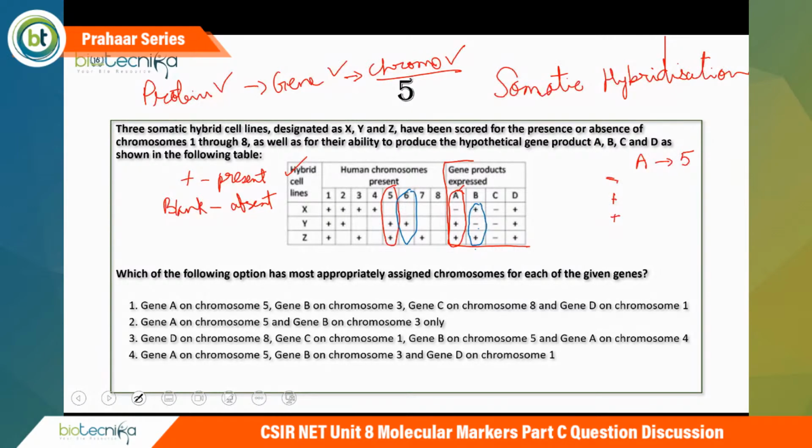Sorry, I have done it wrong. Yes, I'm sorry. So what is it showing? Plus minus plus. Okay, so which is present in X, absent in Y, and present in Z. So it will be chromosome number 3. Present in X, absent in Y, present in Z. That means B is present on chromosome number 3.